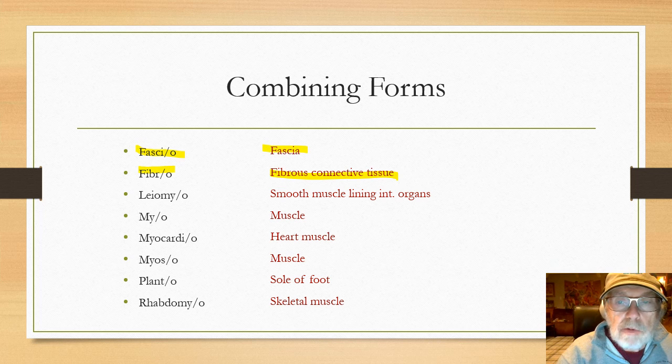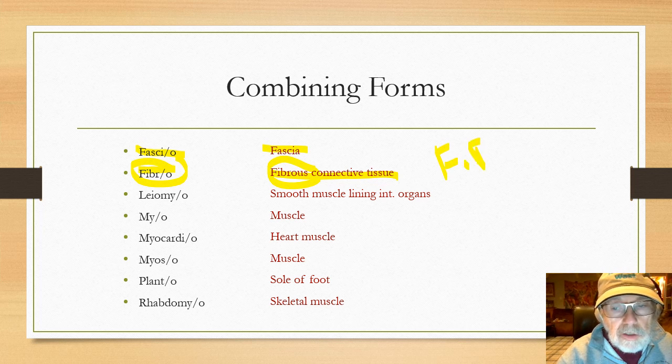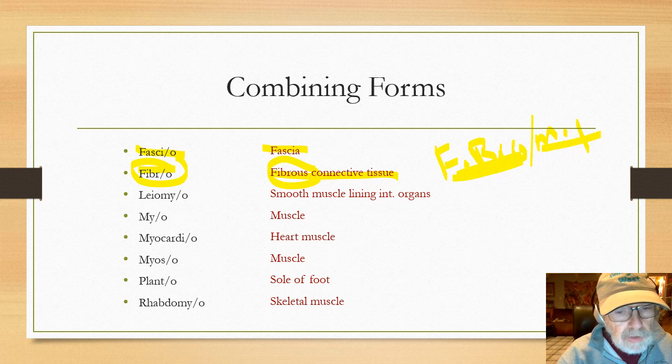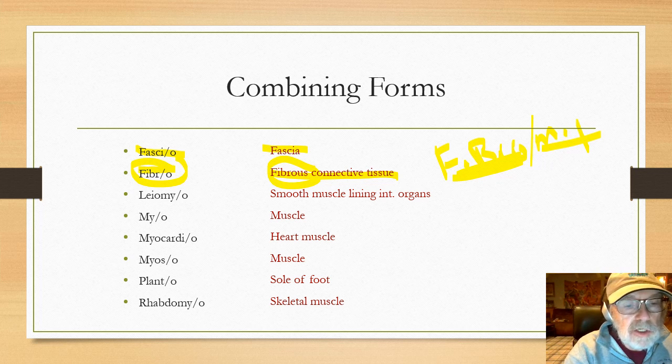Fibromyalgia. Fibro means fibrous. Myo means muscle. Algia means pain. Fibromyalgia is a condition where they think that the connective tissue that surrounds certain areas or bundles of muscle becomes inflamed, and that's what causes a problem. So fibro means fibrous connective tissue.